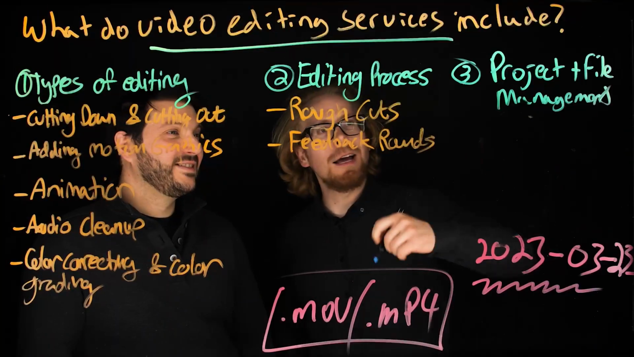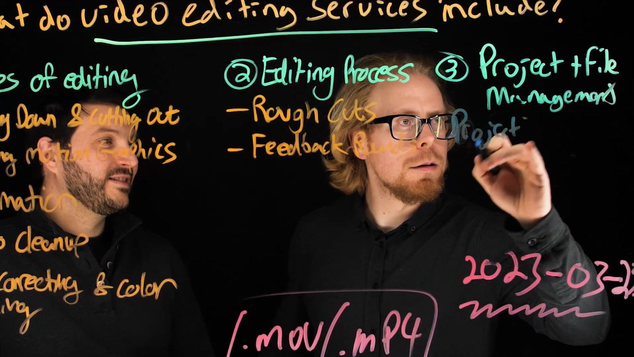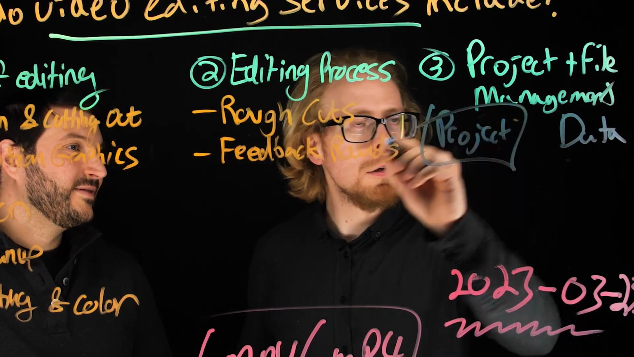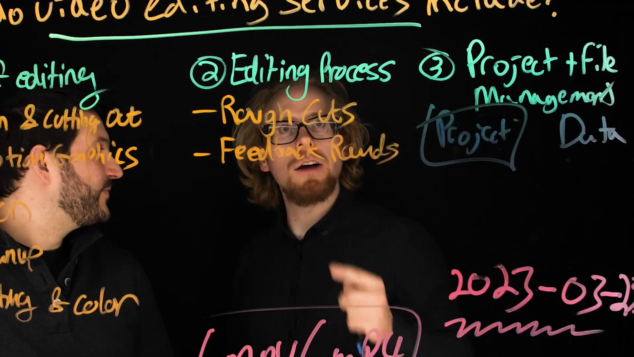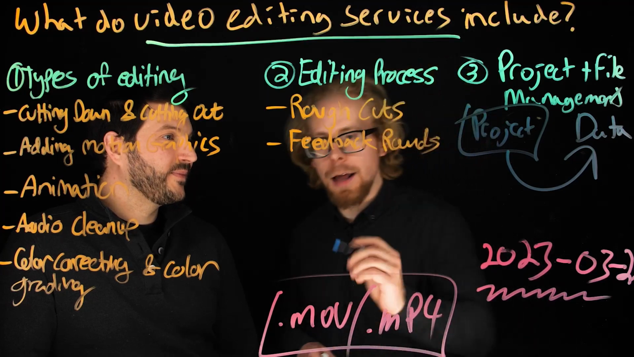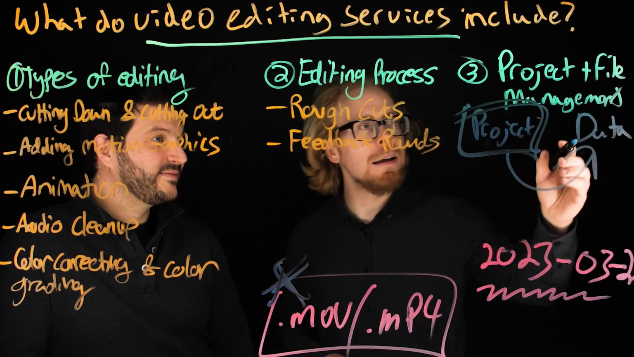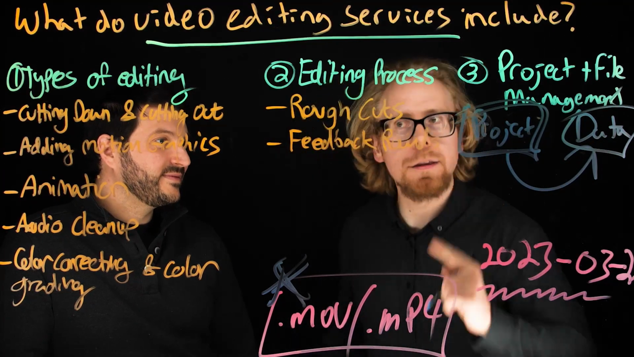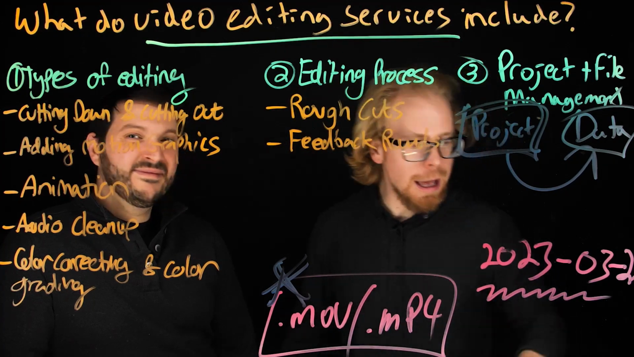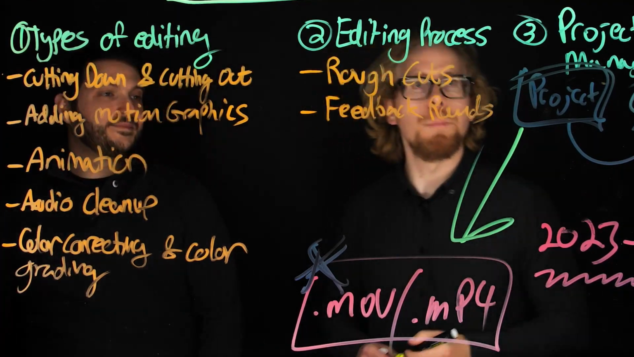All right, here we go. I need a blue. We got the project files, and then we got the data, okay? In the project file, if you want this project file to open, you're gonna need the data. So you are actually gonna need to get not only the MOV and MP4, you're gonna need to get the project file and the data files from the video editing company so that you can make changes to the project, and then you can export a new MOV or MP4.